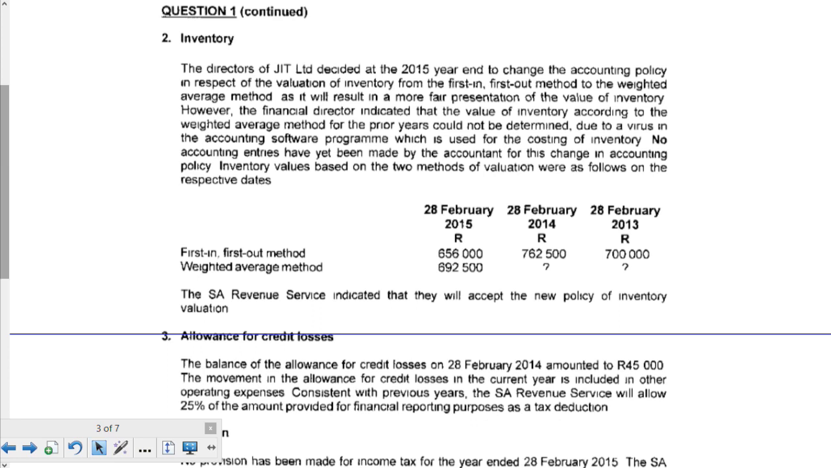But you must now go and say in your story, which you would anyway, because that's what's here, isn't it? The financial director indicated the value of inventory could not be determined for prior years because of a virus. No accounting entries have been made by the accountant. So the only thing we're going to be able to change is the current year. So it's going to be such an easy calc to do. You just need to work out that change and the tax impact, and see if it's an increase or a decrease in inventory, and then the other side goes to cost of sales. Do you agree, Christian? Okay. And then whatever adjustment you make to cost of sales goes here as well.